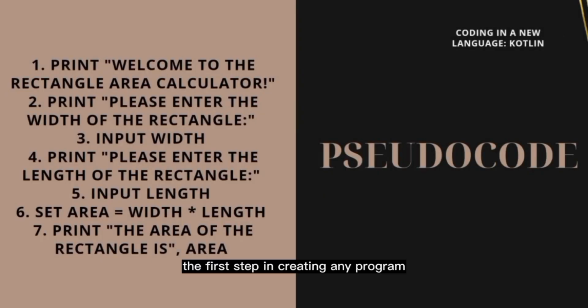The first step in creating any program is to write out the pseudocode. Pseudocode is a simplified version of the code that describes the overall logic of the program. Here is the pseudocode for our rectangle area calculator.